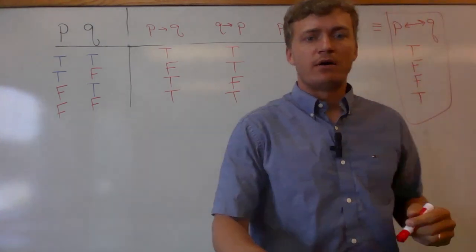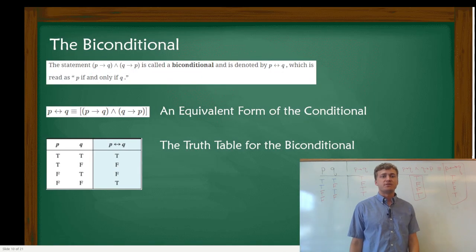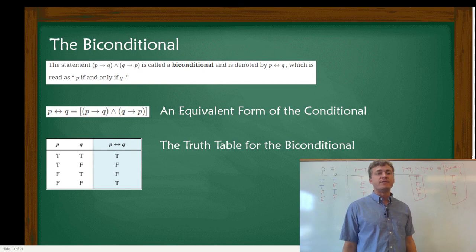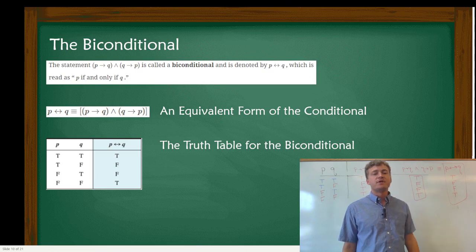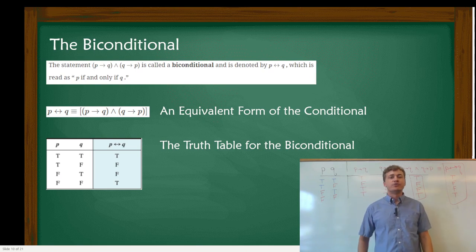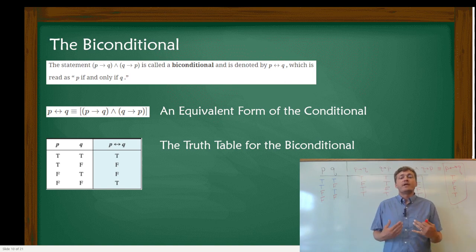So going back to our screen here, you now see the truth table for the biconditional statement P if and only if Q, as long as we list P as true, true, false, false, and we list Q as true, false. We see here that true and true implies true, true and false implies false, false and true implies false, false and false implies true. So what can we gain from this?